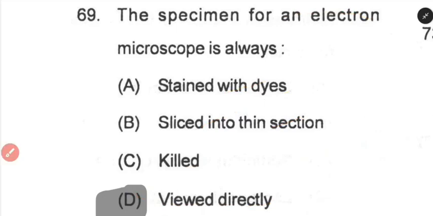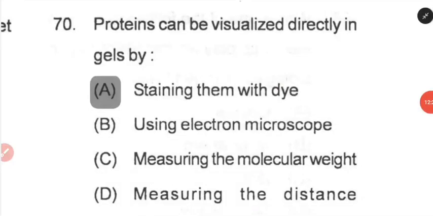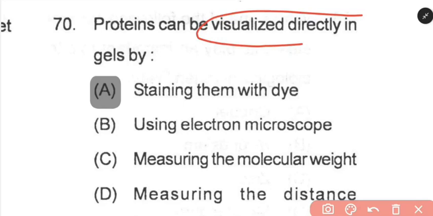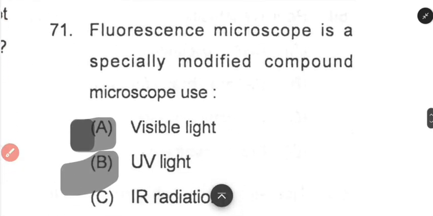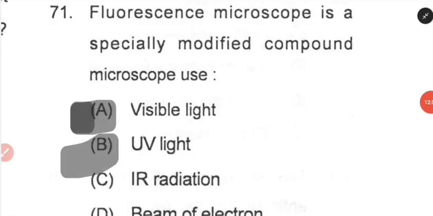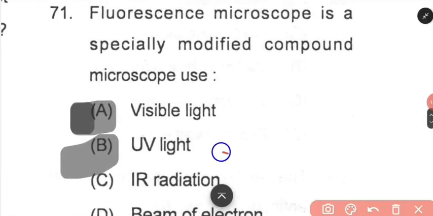Next question. Proteins can be visualized directly in gels by staining them with dye. We can easily visualize the proteins by using some dye. Next question. A fluorescence microscope is a specifically modified compound microscope that utilizes what? UV light.